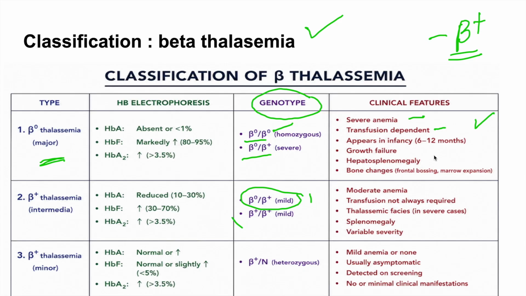And in minor, one gene is absolutely normal, it is a heterozygous condition. And according to that, the HB electrophoresis findings will also change. We will discuss that later on.